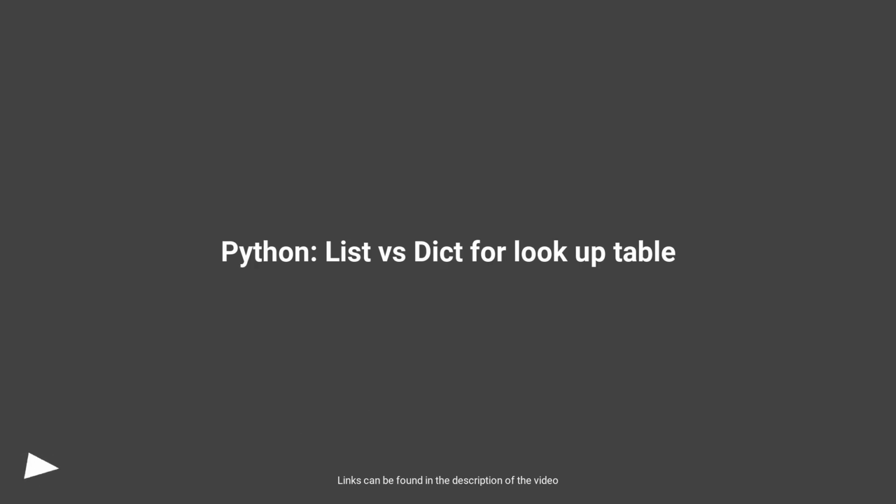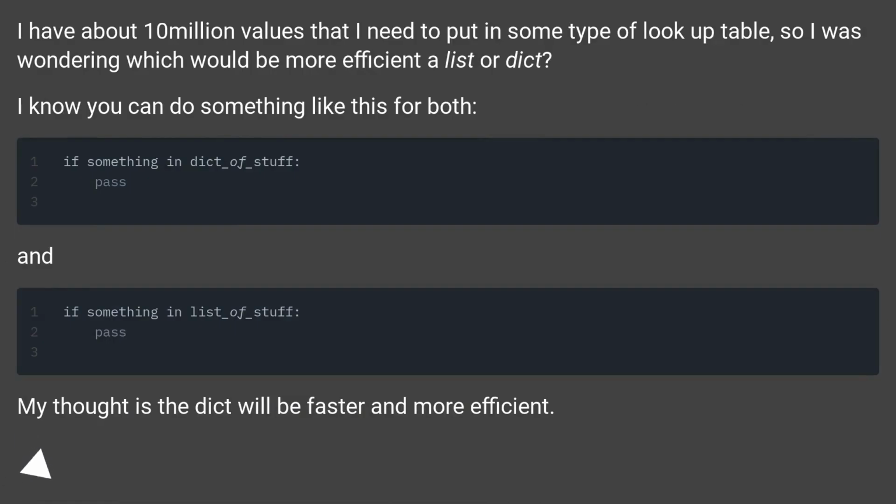Python, list versus dict for lookup table. I have about 10 million values that I need to put in some type of lookup table, so I was wondering which would be more efficient, a list or dict? I know you can do something like this for both. And my thought is the dict will be faster and more efficient.